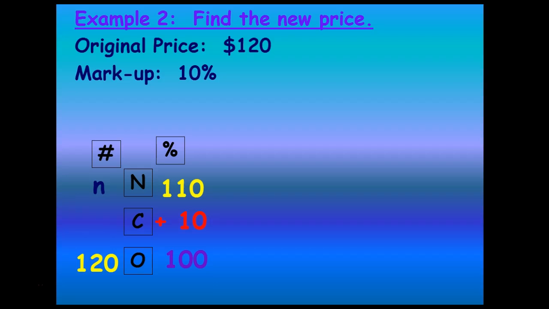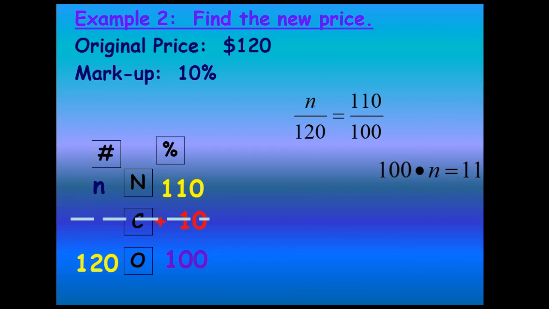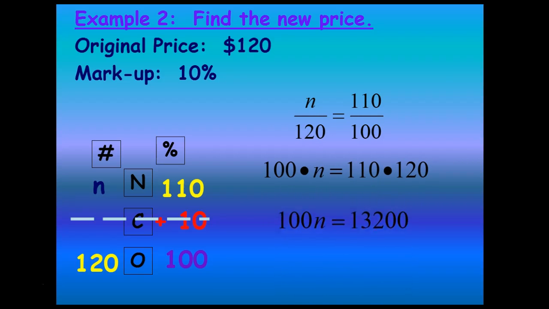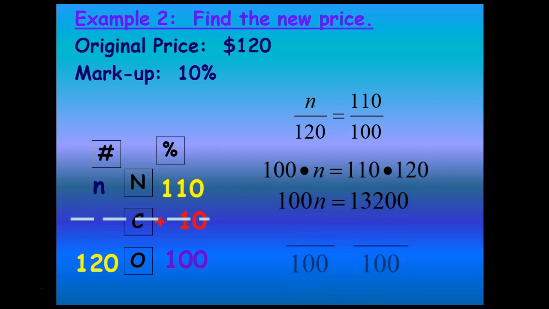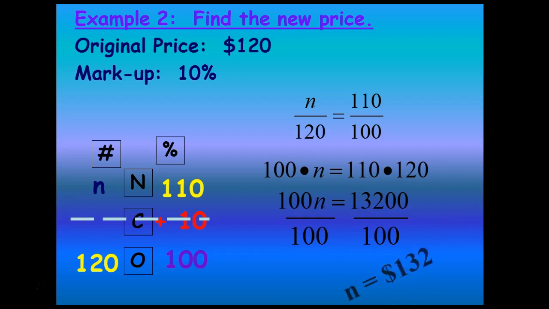And once again, if you notice, that middle row where the C is, is the row that doesn't have something on both sides. So that is the row that we cross out. Our resulting proportion is N over 120 equals 110 over 100. We use cross products to multiply. 100 times N is 100N. 110 times 120 is 13,200. Divide both sides by 100, and your answer is $132 for the new price.